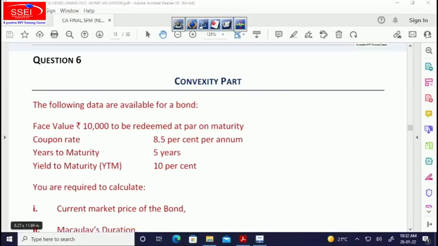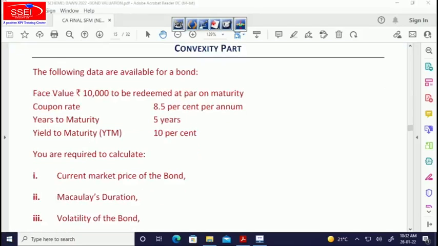So this is question number 6, convexity, which came in the exam. The following data are available for a bond: face value 10,000, to be redeemed at par on maturity. Coupon rate 8.5%, maturity 5 years, YTM 10%. Since YTM is 10%, higher than the coupon, the bond will trade at a discount. Question number 1, calculate the price of the bond. Question number 2, calculate Macaulay's duration.